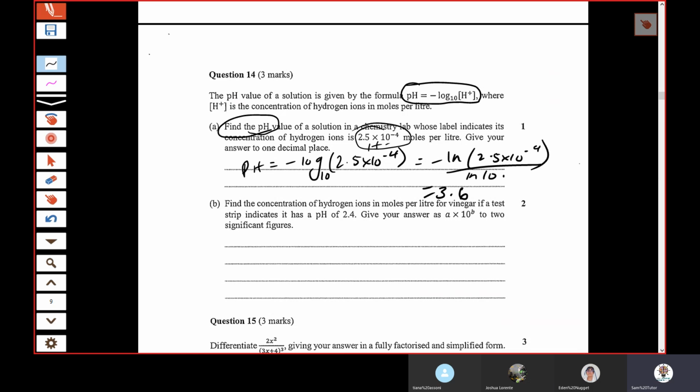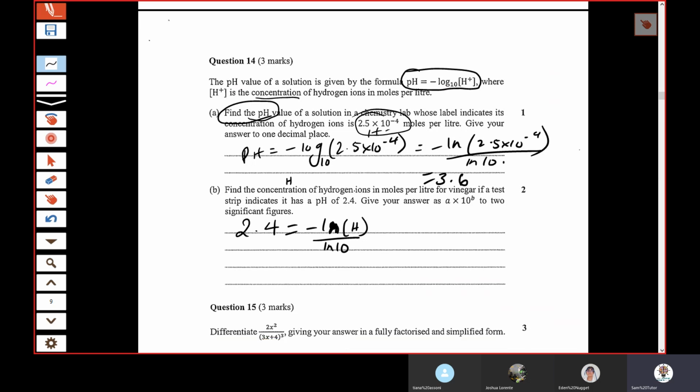Find the concentration of hydrogen. So find the concentration. Find H, given pH is 2.4. So again, you have an equation. There it is. Let's just do it the way that we've been doing it. We've got to make H the subject. What's the first thing you would do? Me, I would multiply by log 10.